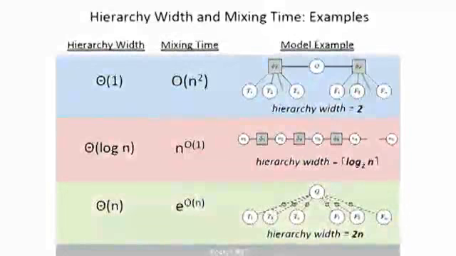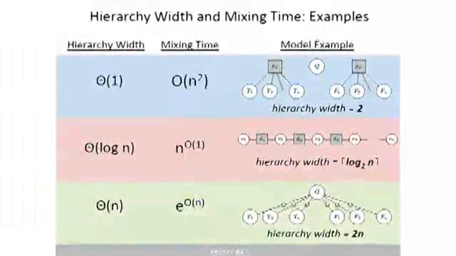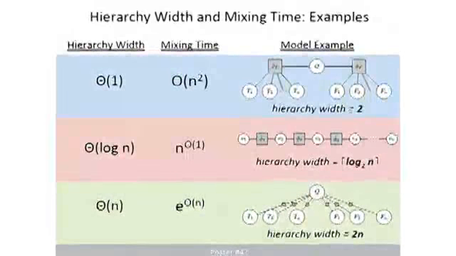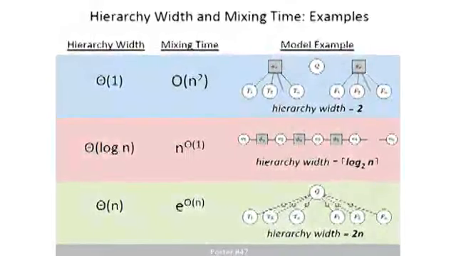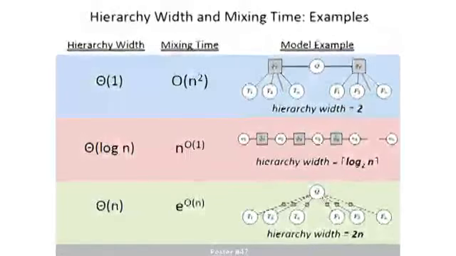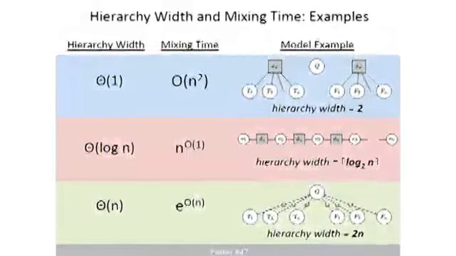So the hierarchy width condition roughly breaks down factor graphs into three classes. To gain intuition, let's look at an example of each one. Factor graphs with constant hierarchy width provably mix in at most quadratic time. Factor graphs with hierarchy width proportional to the logarithm of the number of variables provably mix in polynomial time. Finally, some factor graphs with unbounded hierarchy width, linearly proportional to the number of variables, are known to take an exponential amount of time to mix.